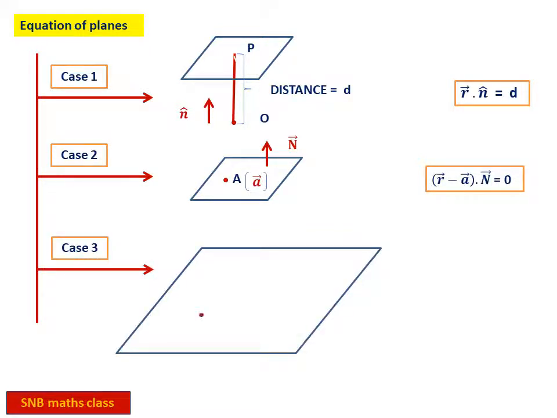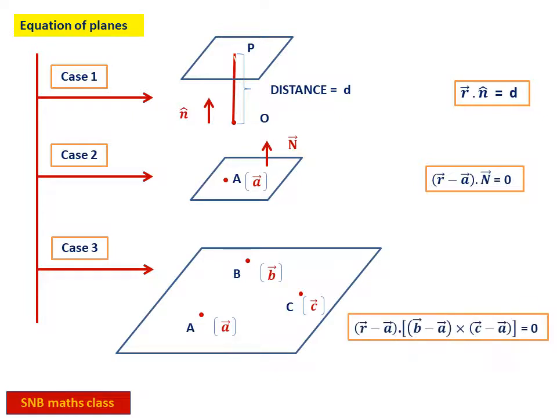And case 3, we have seen. Let us say point A is a point on the plane with position vector a, point B is another point on the plane with position vector b, and C is another point on the plane with position vector c. Then the equation of the plane is (r minus a) dot (b minus a) cross (c minus a) equal to 0. Of course, r is a vector and a, b, c are also vectors.